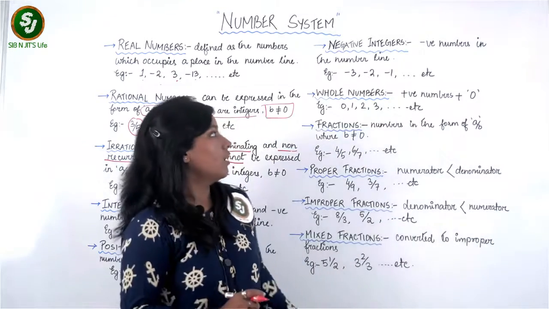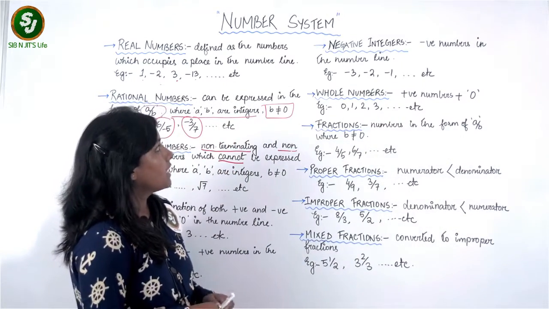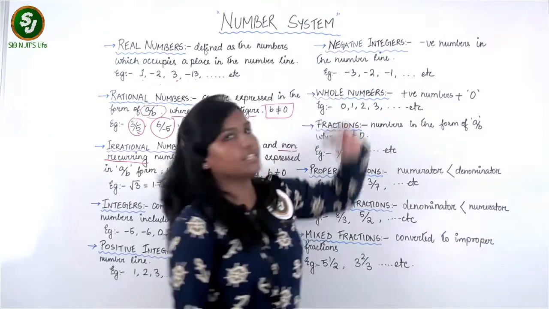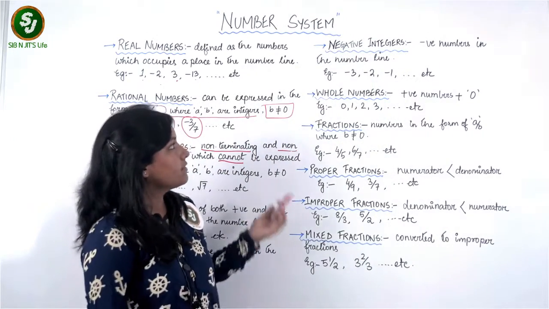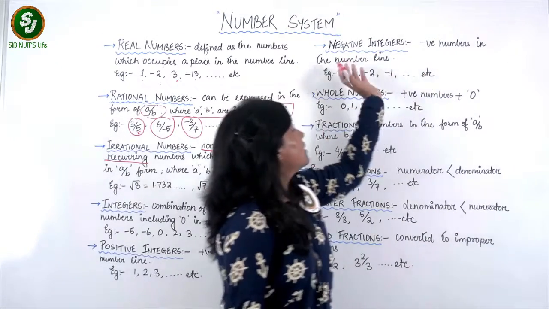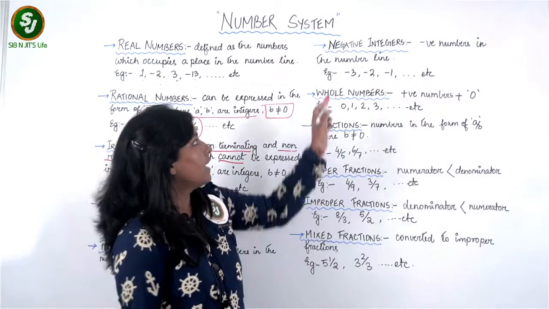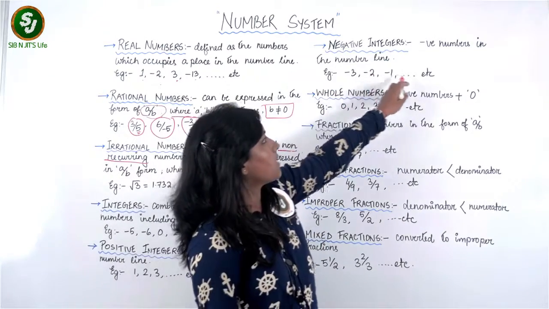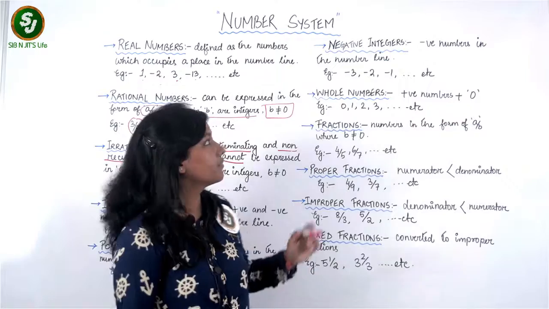Okay. So now moving on to this side, we come to the next category, which is negative integers. Okay. What are negative integers? Negative numbers in the number line. Examples, -2, -3, -1, etc.